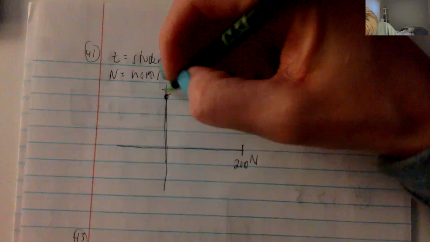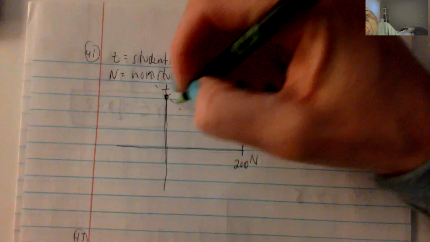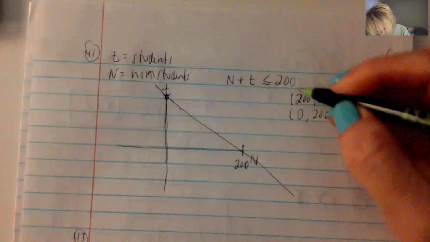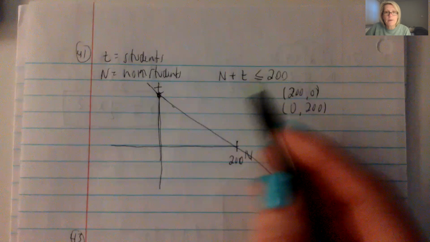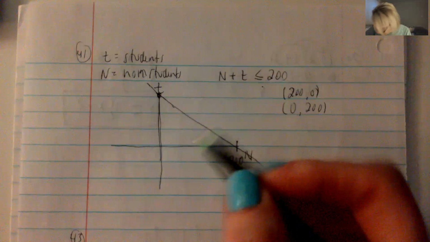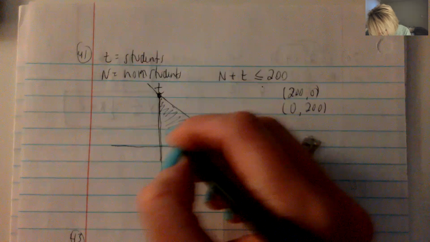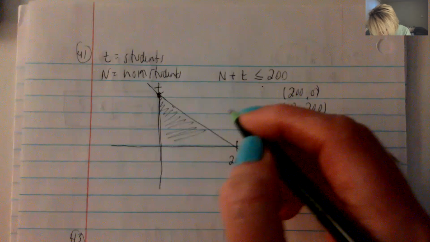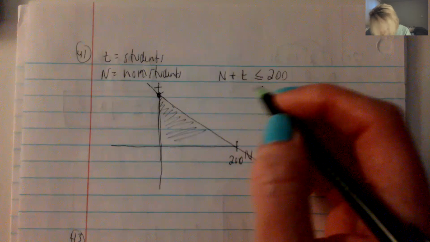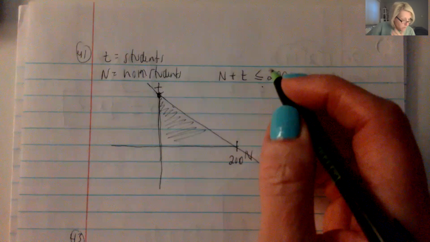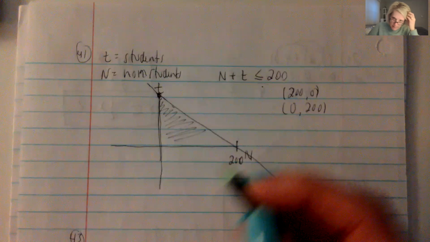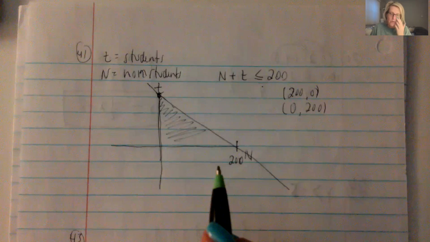And then it's going to be a solid line because it's a less than or equal to, and it says we have to keep it underneath the 200. So we need the line to be less than that. N plus T has to be less than the 200.